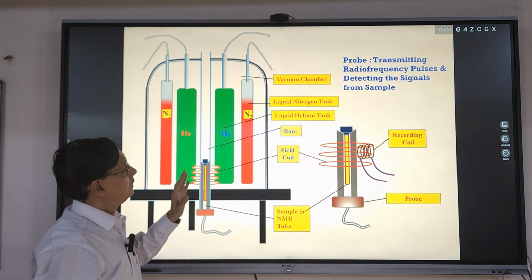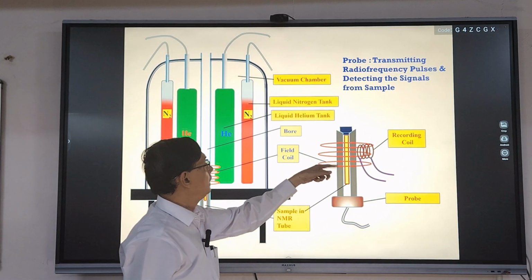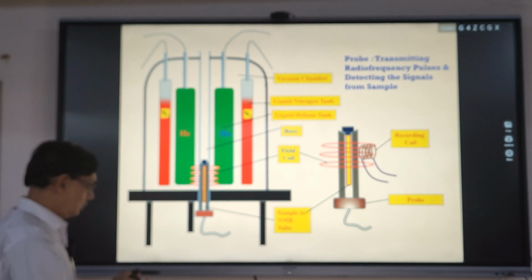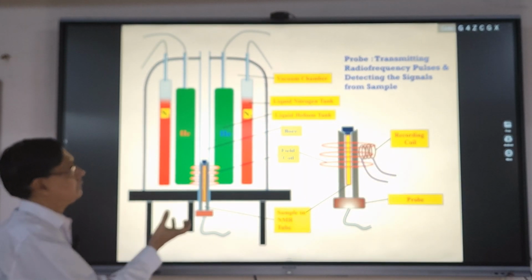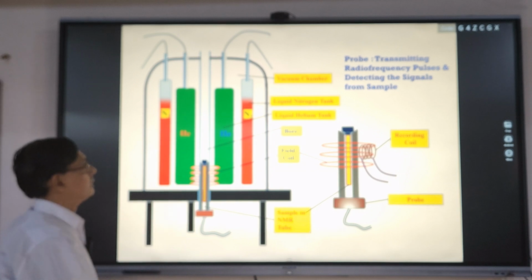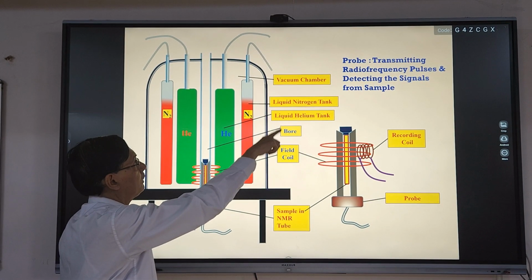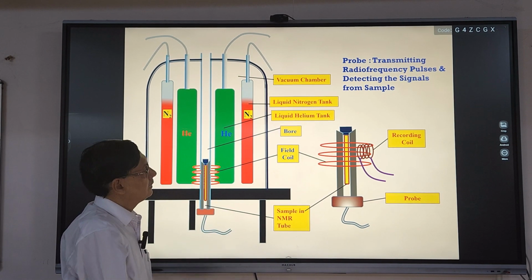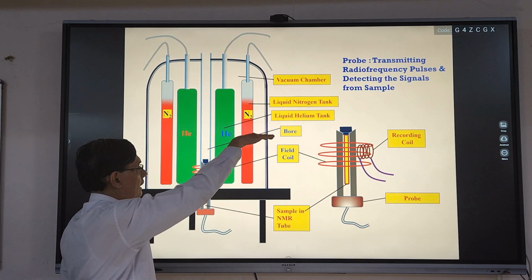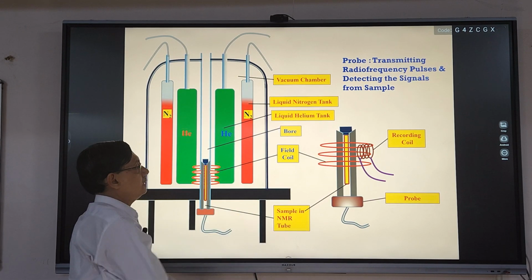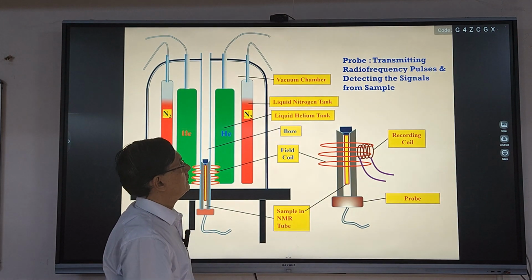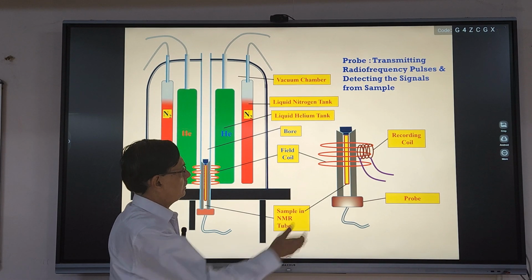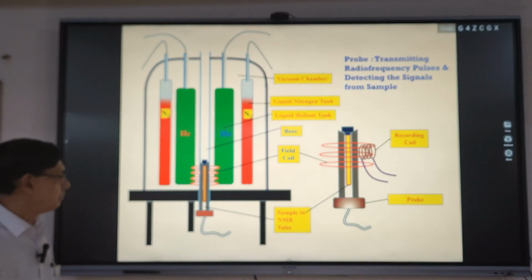It actually transmits the radio frequency pulses. And there are two parts: one is the radio frequency transmitter and another is the radio frequency receiver. So it transmits the radio frequency pulse and detects it when there is a relaxation process from a higher energy level to a lower energy level. It releases that radio frequency signal, and then that is picked up by the receiver coil and converted into the spectrum.